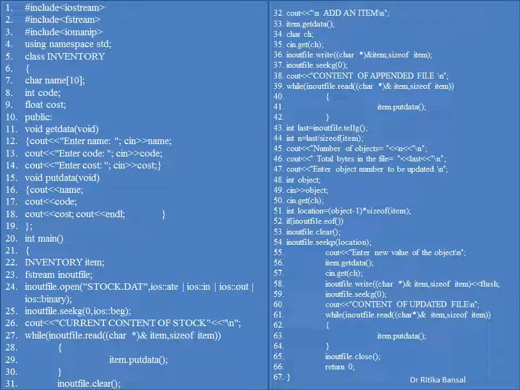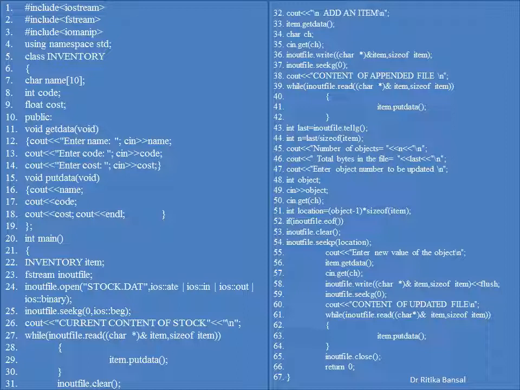In line number 22 we are creating one object item of inventory class, and in line number 23 we are creating an inout file object of fstream, and through inout file we are opening the file in various modes. We are opening stock.dat, in mode, out mode, ate mode.